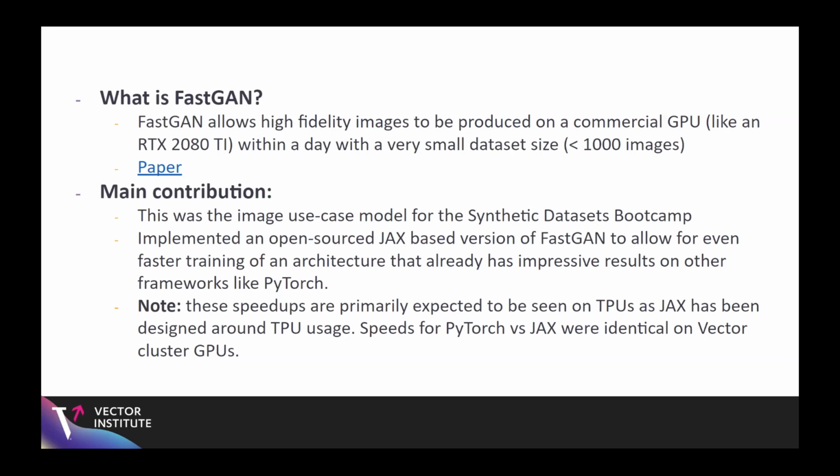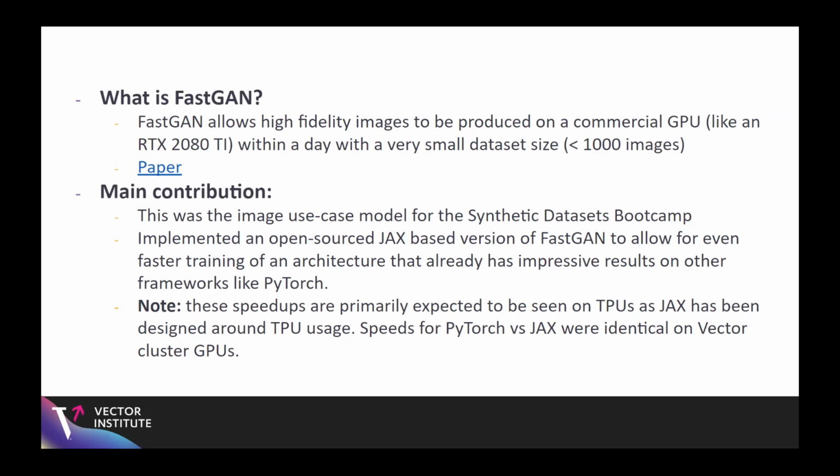So what is FastGAN then? FastGAN is a GAN architecture that allows for high fidelity images to be produced on a commercial GPU, like an RTX 2080 Ti, within a day with a very small dataset size. I personally trained on datasets that are less than 1,000 images and sometimes even 100 images.